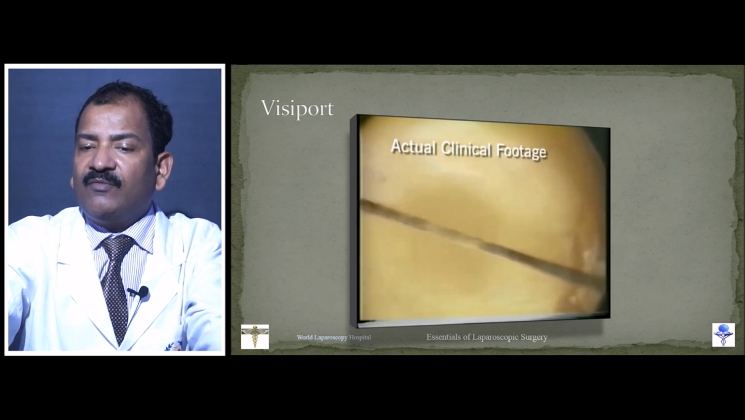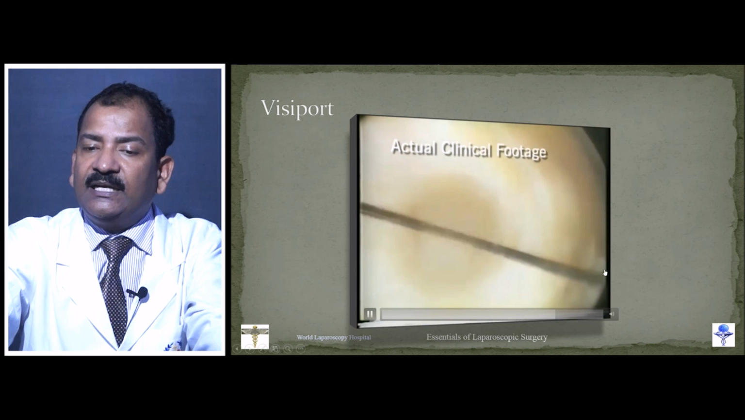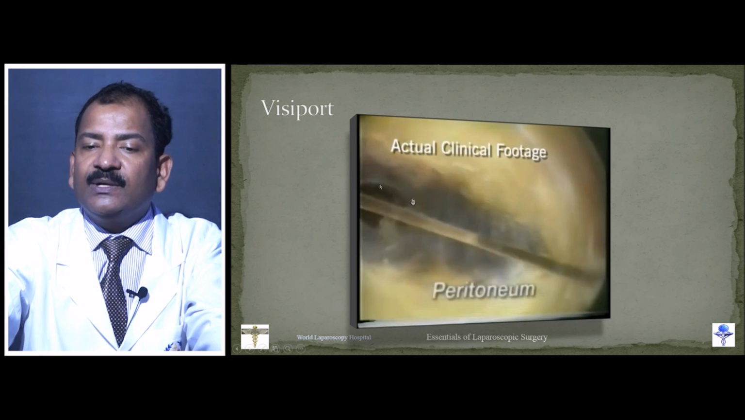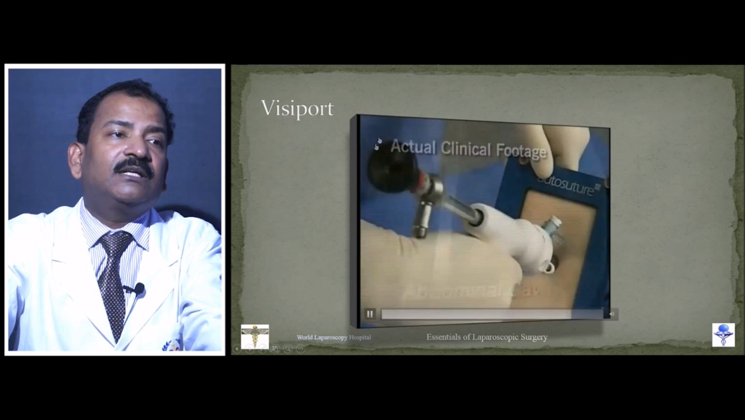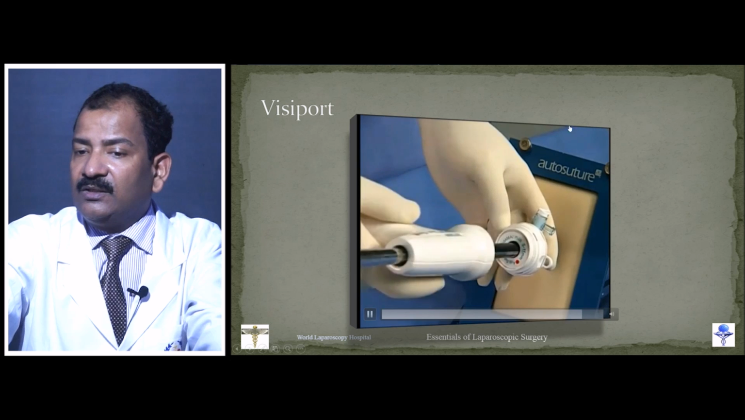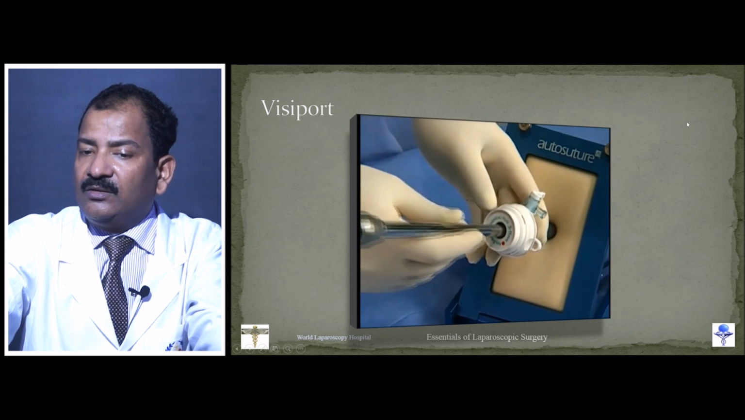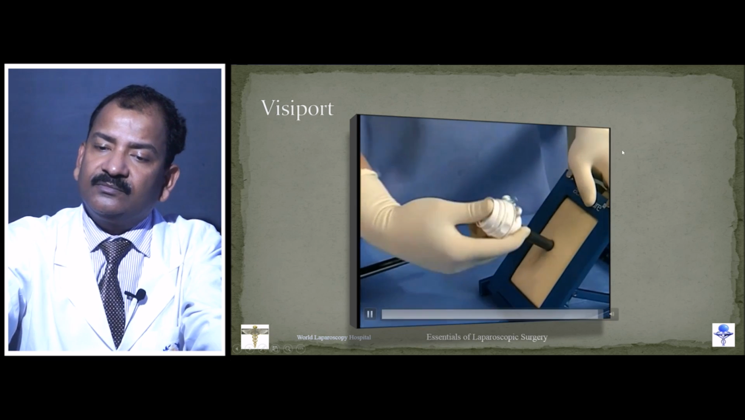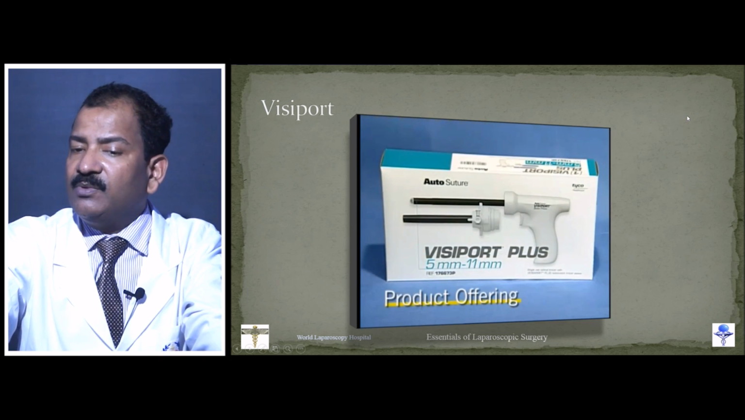If your patient can afford it, it is cutting the facial layer, cutting the peritoneum, and sometimes it cuts the bowel also, and then you enter inside, and then you can introduce your telescope and start your surgery. So, this is Visiport.